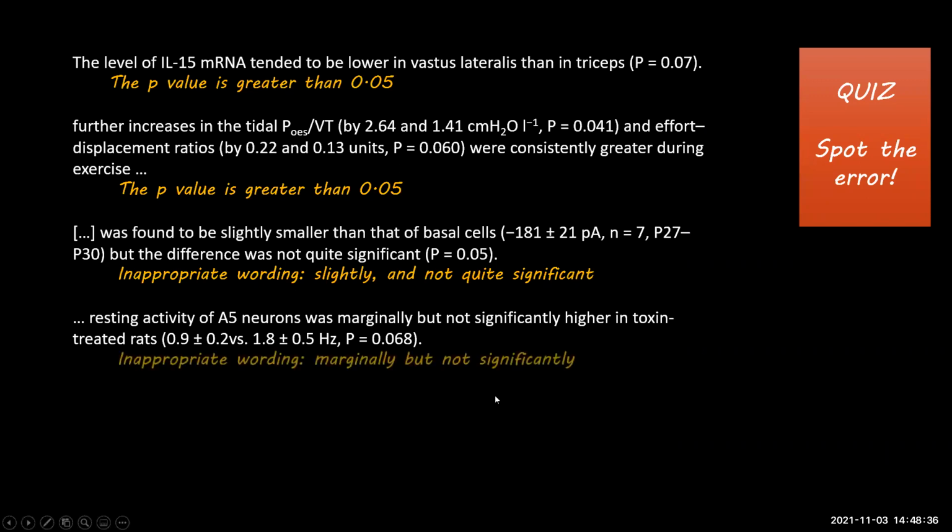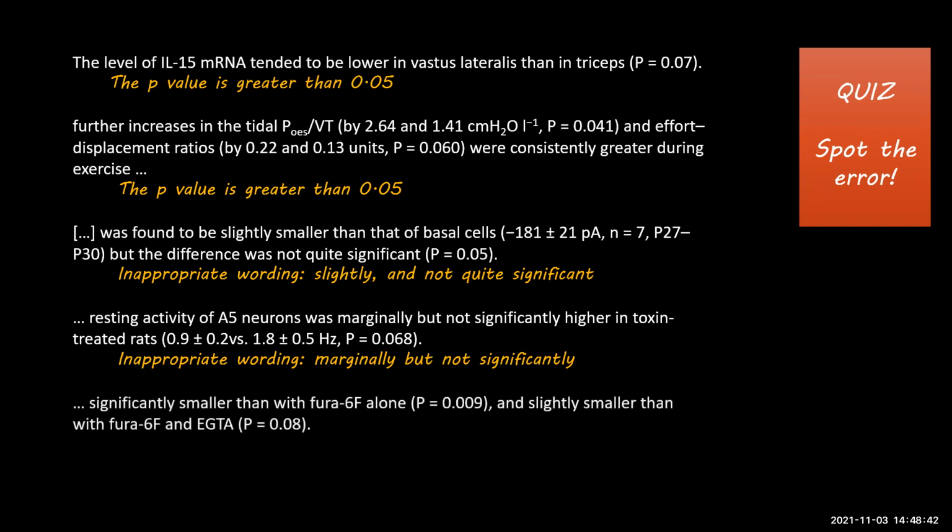So again, inappropriate wording, "marginally but not significantly." That is not acceptable. And if there is a statistician in the peer review team, they will just shoot it down. So again, the p-value is more than 0.05. So hopefully you will not make these basic mistakes in your statistical presentation, in your theses and research articles.